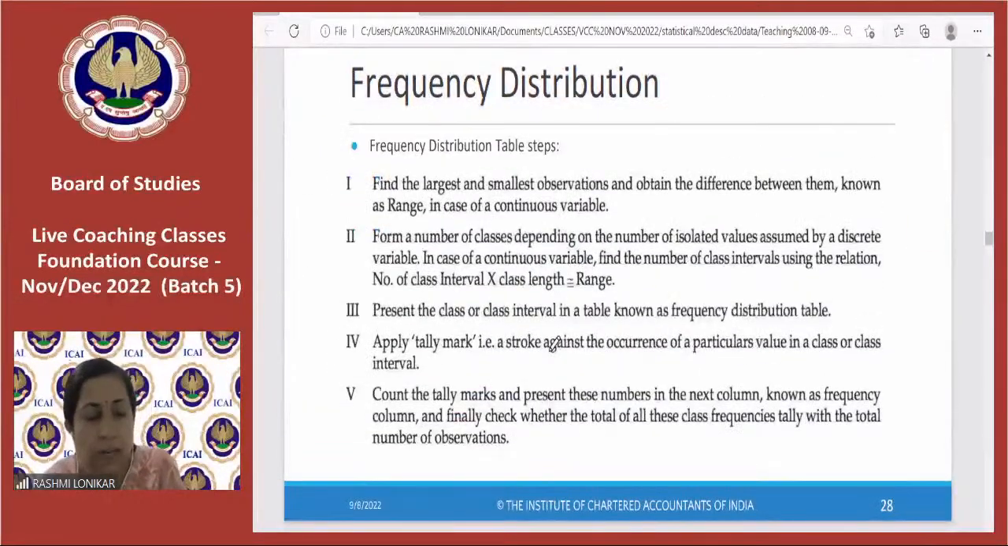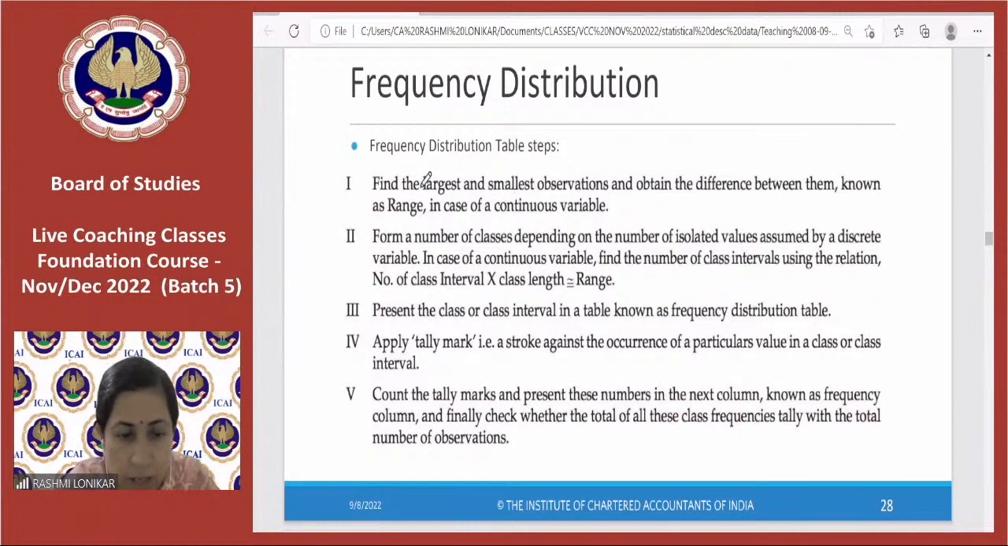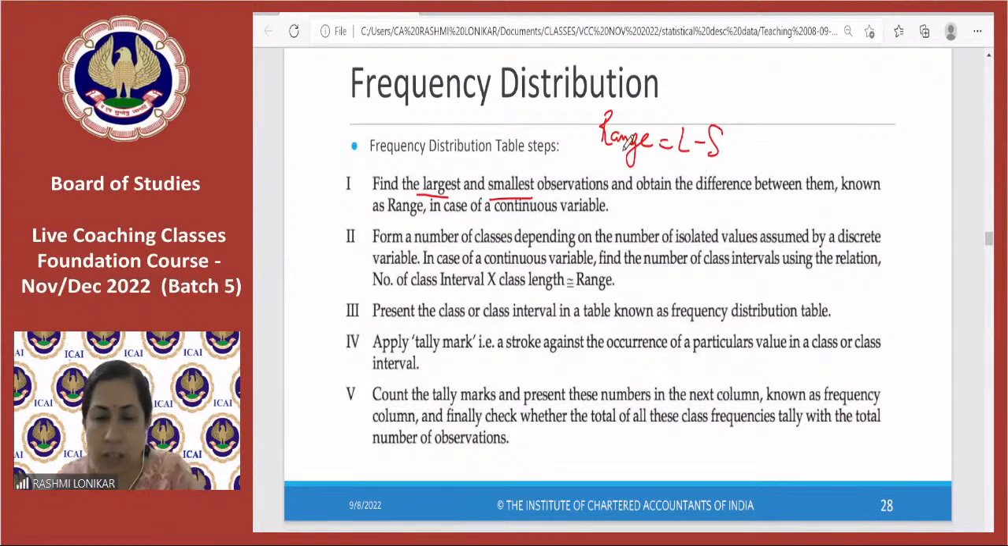Now we will prepare the frequency distribution which you will be using henceforth. So how do I make the frequency distribution? First I find the largest and the smallest observation. There will be data given to you. So find out which is the largest number, which is the smallest number, and you will get range, which is equal to largest minus smallest. Finding the difference will give me range.